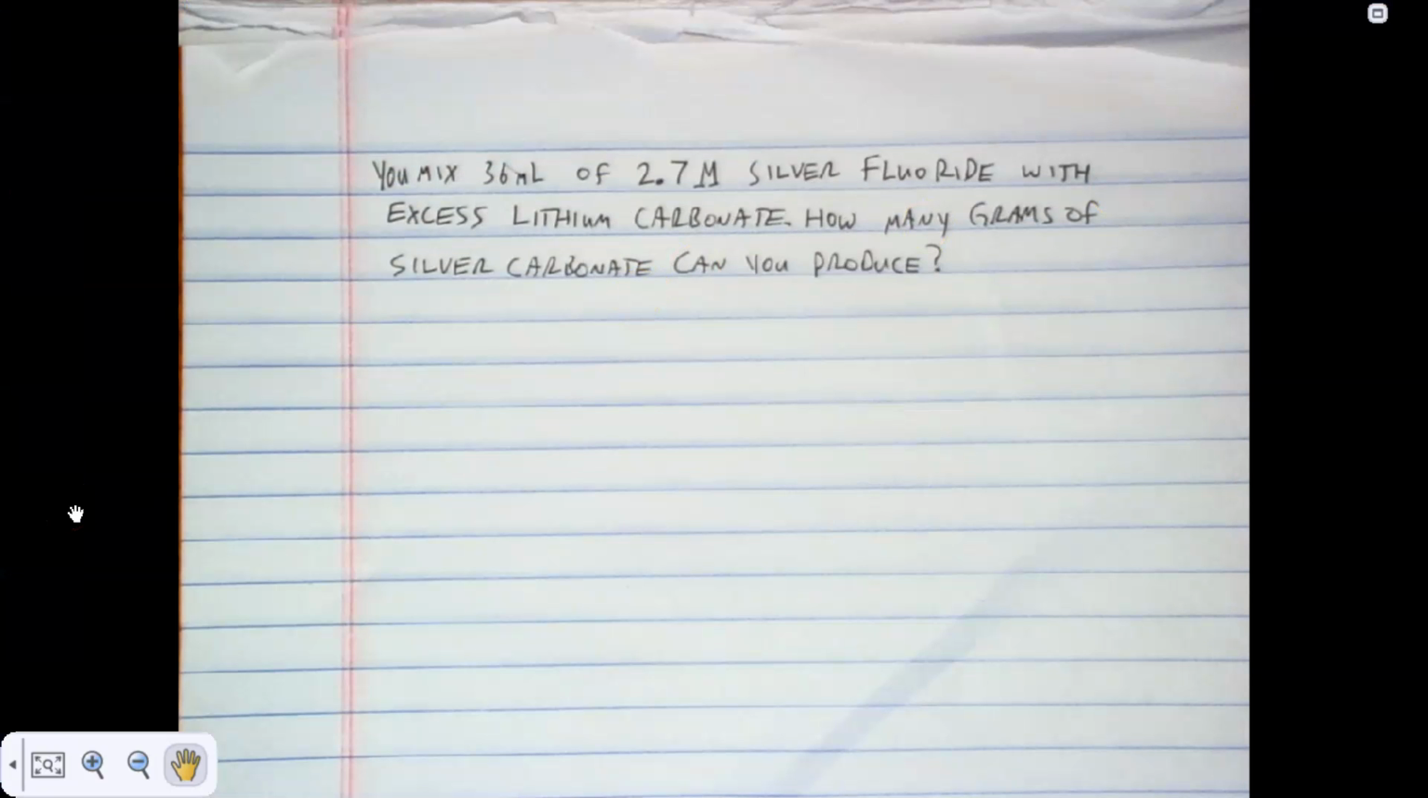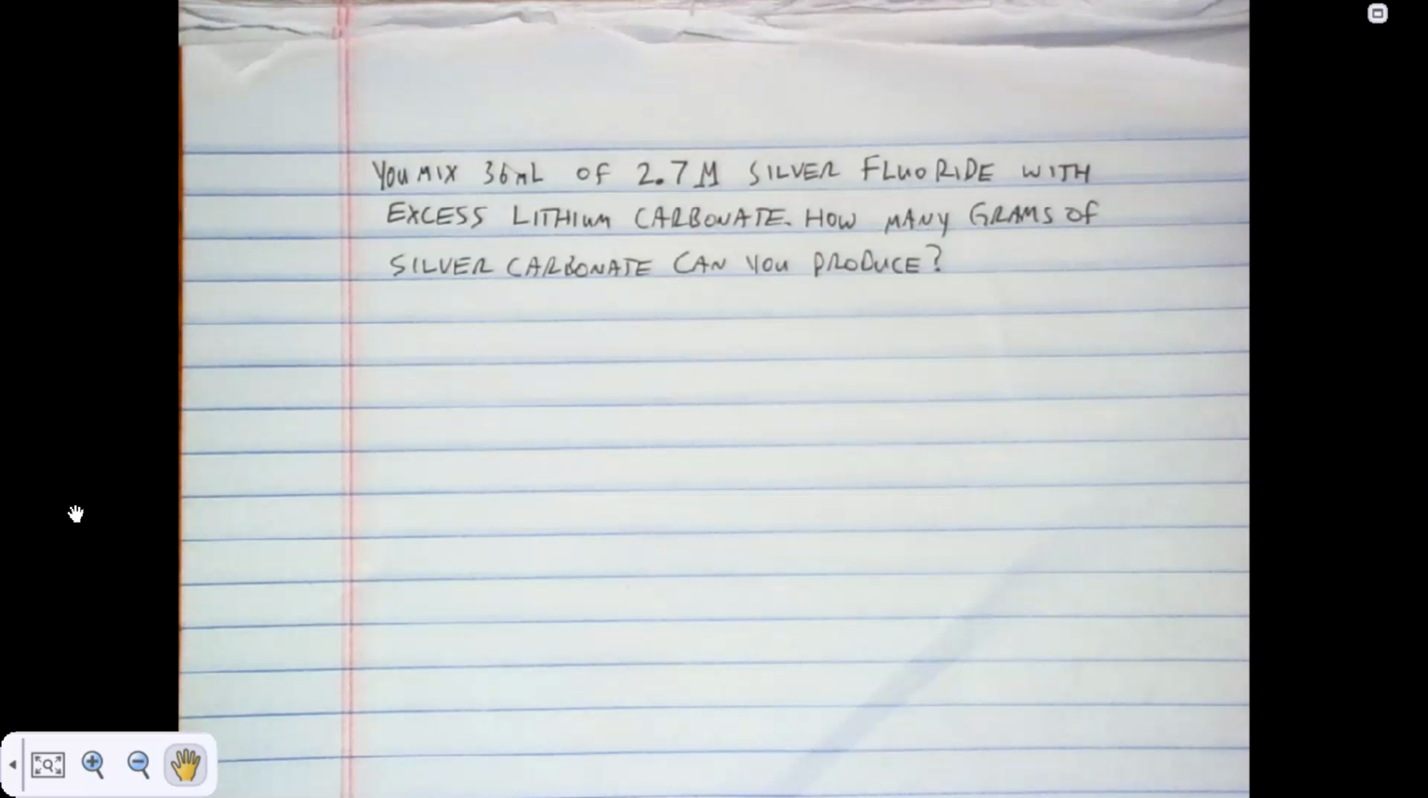Okay, so I know I have an example of this type of stoichiometry in my notes, but I figured it might be nice for us to work through a problem together, just so you can get an idea of the kind of reasoning you have to use to solve these types of problems.